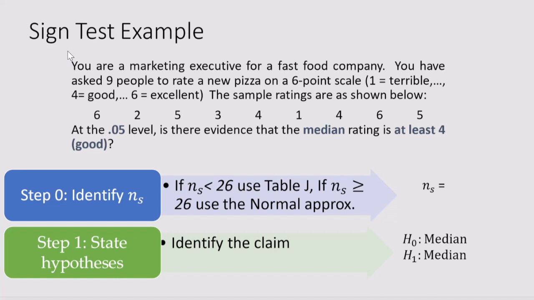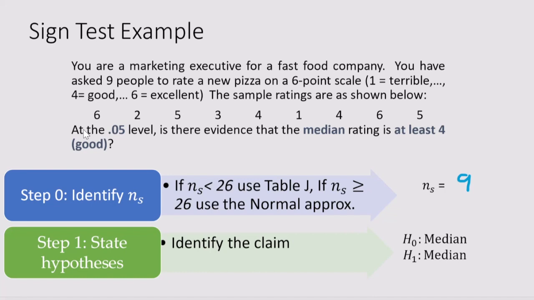Okay, so in this example, you are a marketing executive for a fast food company and you have asked 9 people, so your sample size is 9. We start with step 0, identifying the sample size. If the sample size is less than 26, then we will be using Table J. Our sample size is 9, which is less than 26, and we will be using Table J to find our critical value later on.